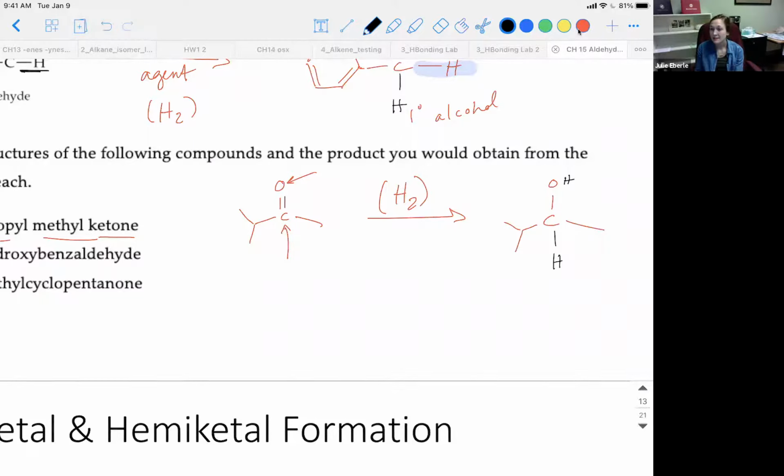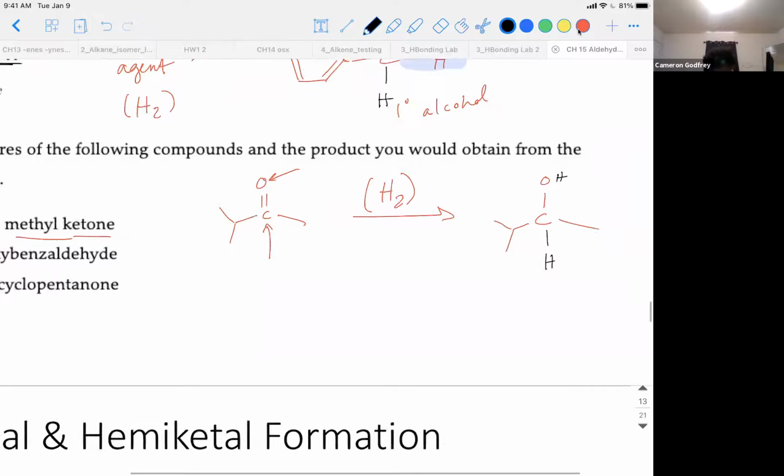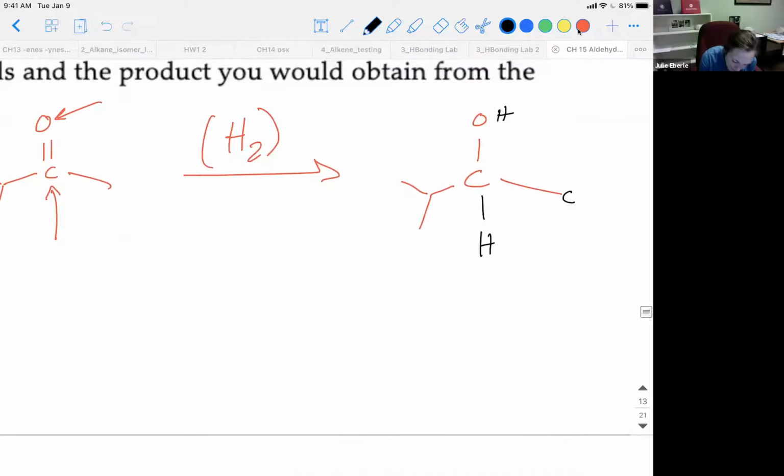And then double check, what kind of alcohol should we have? Ketones, when they're reduced, they form a secondary alcohol. Secondary alcohol, Cameron. So this is a carbon and this is a carbon. So I got two bonds to carbon, so this is a secondary alcohol.